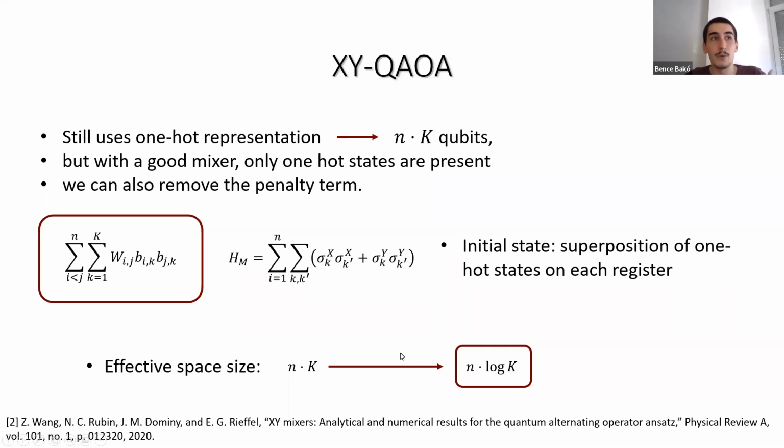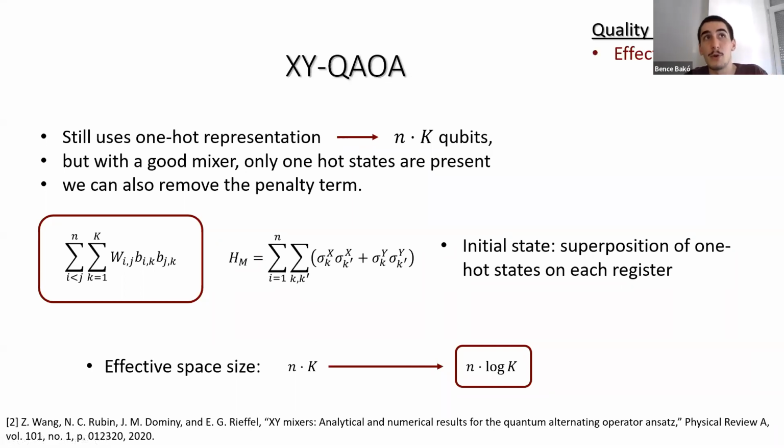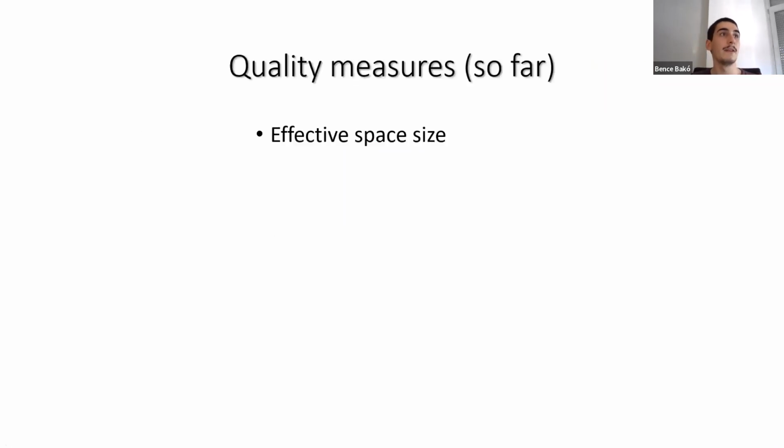So we have this ring structure in the mixer. In this case, we introduced our first quality metric, which is the size of the effective space in which the evolution takes place, and in which we can find the optimal solution for the problem. In the original QAOA, this was the whole Hilbert space of n times k qubits, but in this case, it was reduced to only n log k. So we have our first quality measure.